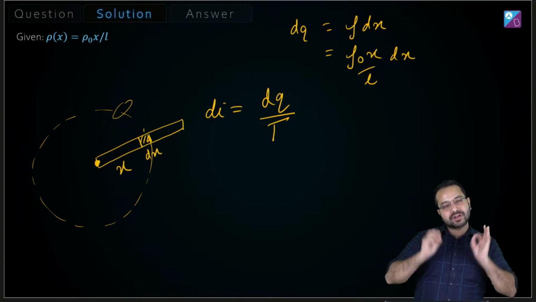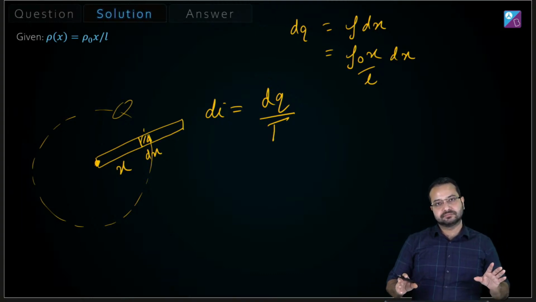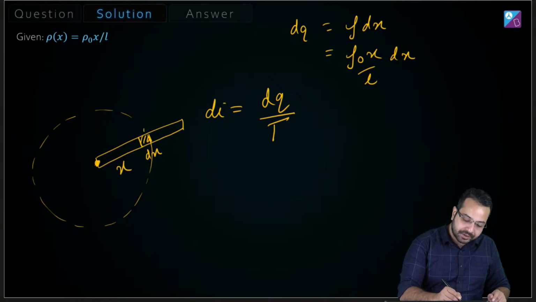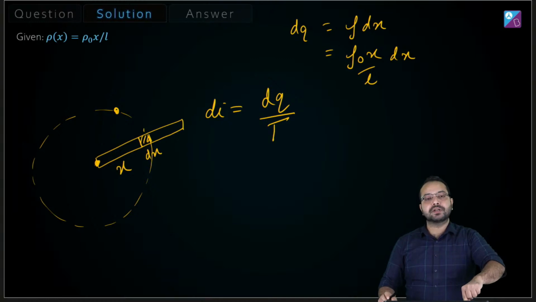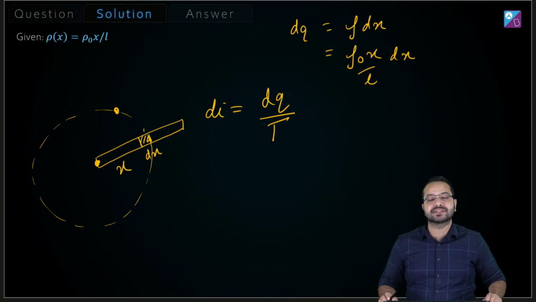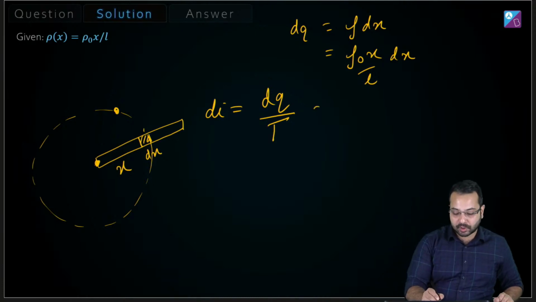Do you agree? Do you understand how I calculated the current? Okay, so there is a charge. Through any point, you take any point, the charge dq is going to be flowing in what time? In time capital T. And what is capital T? The time of revolution. Okay. So the current is going to be dq upon capital T.